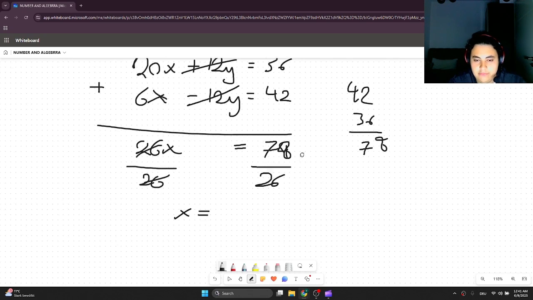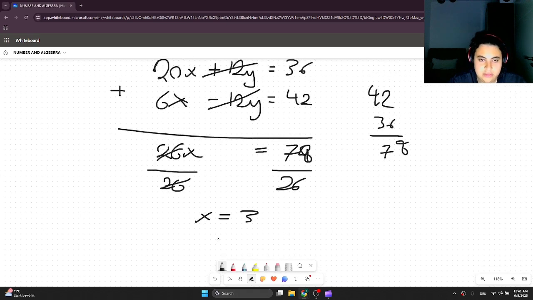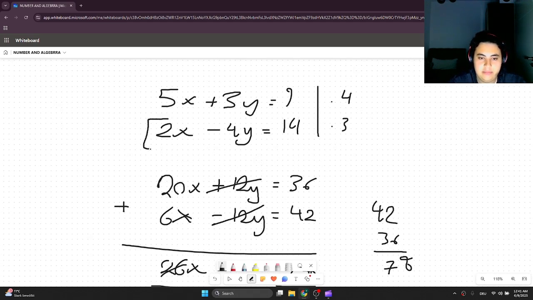I don't know why I wrote 74. 78 divided by 26 gives x equals 3. So I take x equals 3 and plug it into any of the original equations. I can plug it into this one, right?